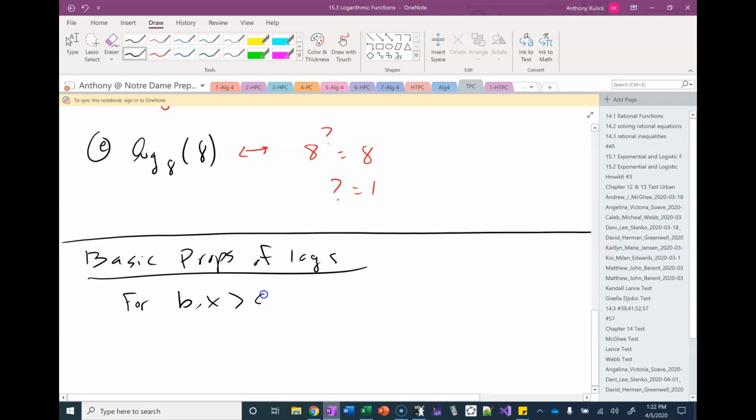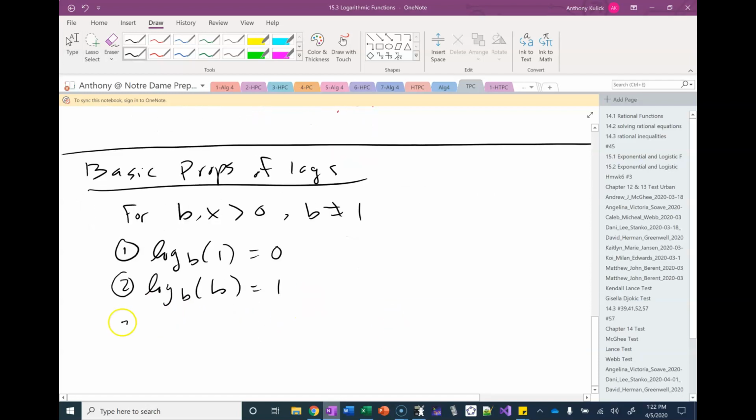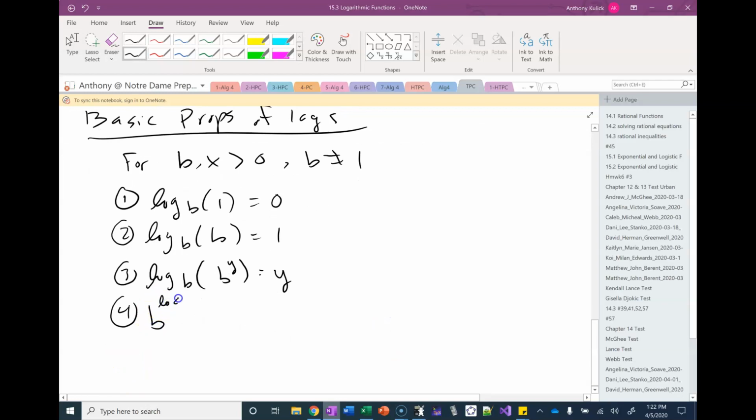So in situations where our b and our x are positive and b is not equal to 1, the following 4 properties hold. Log base b of 1 is 0, regardless of what that b is, provided, of course, that it's positive and it's not equal to 1. Log base b of b is equal to 1. Log base b of b to the y is equal to y, and b to the power log base b of x is equal to x.